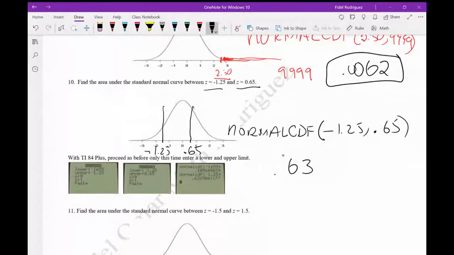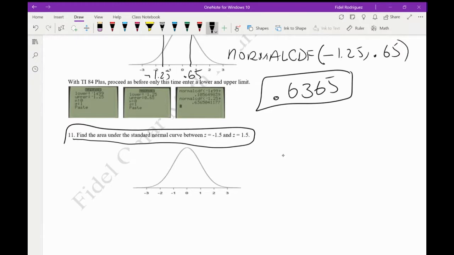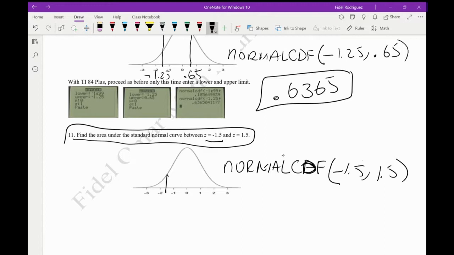So let me come back to my notes. I'm glad you guys are asking me these questions because they're coming in really handy. We said something like 0.6365. I think that was the answer we all came up with. I'll tell you what, guys, I want y'all to do me a favor. If you have your calculator with you, you're going to go normal CDF. And remember, my lower limit is negative 1.5 and my upper limit is positive 1.5, because we are finding the area in the middle, right?